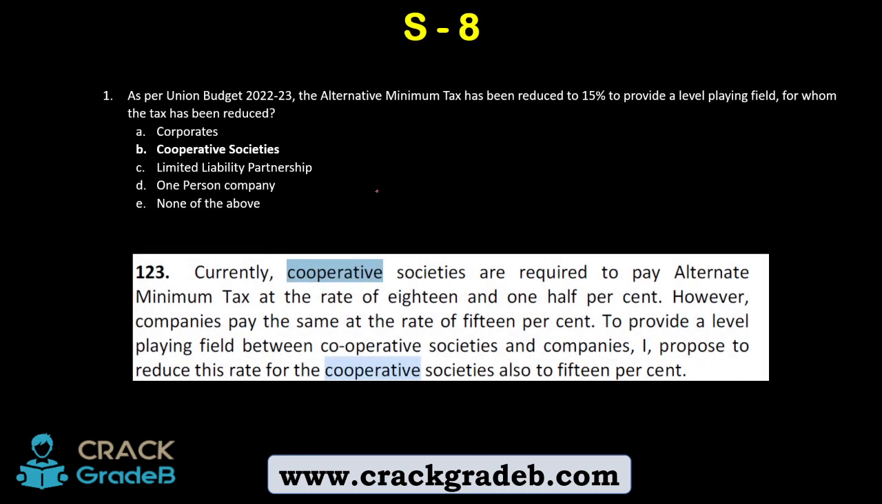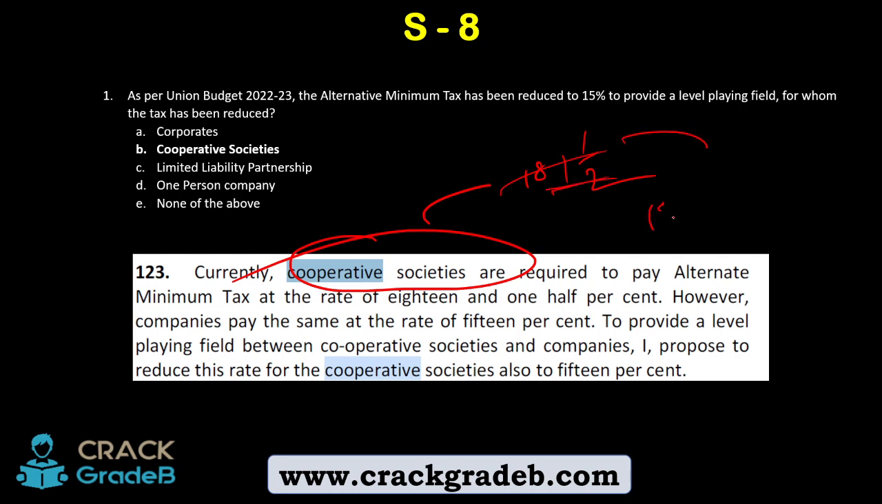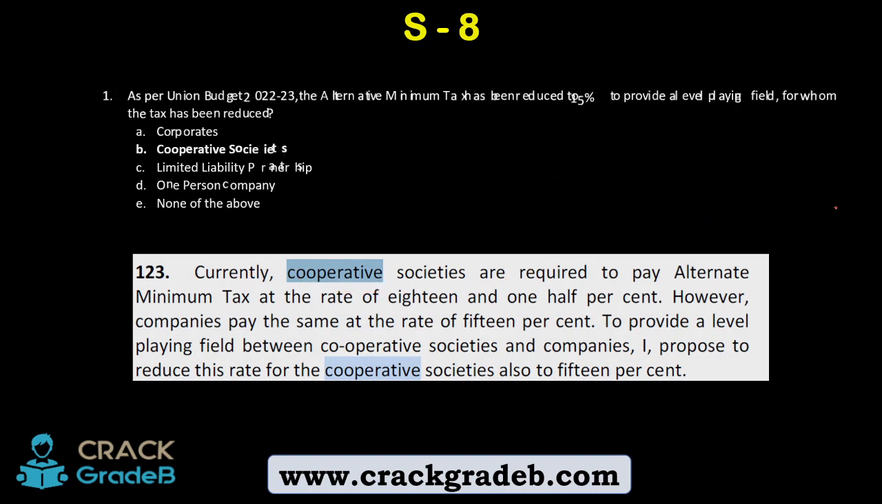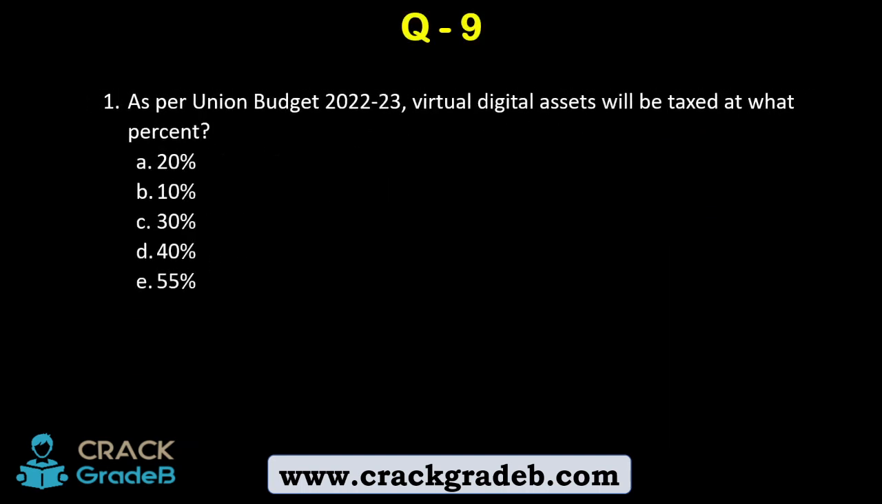Tax has been reduced for the cooperative society. Okay, so they were taxed at 18.5%, right? And corporates were at 15%. So to bring them at par, now they both will be taxed at 15%. This is what this budget outlines. Let's move to question number 9.